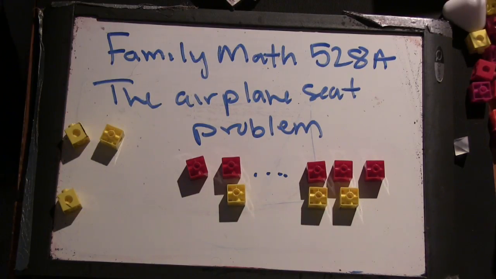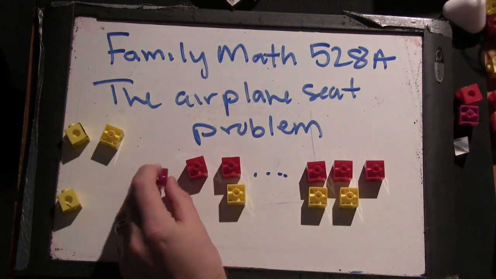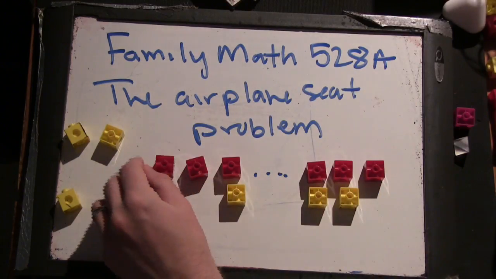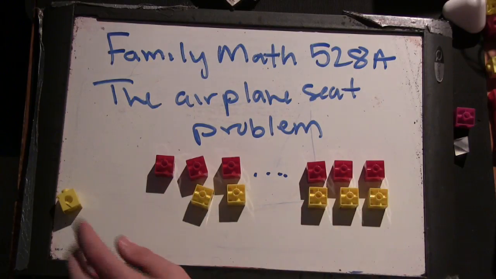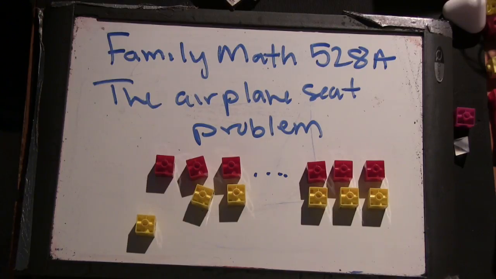And the question is, when the last person, oh, looks like I didn't get the same number of yellows and reds. When the last person comes to get on the plane, what's the probability that that person sits in their assigned seat?